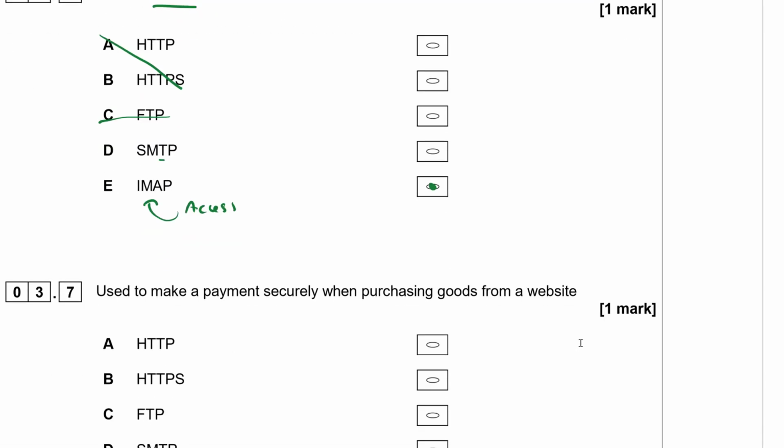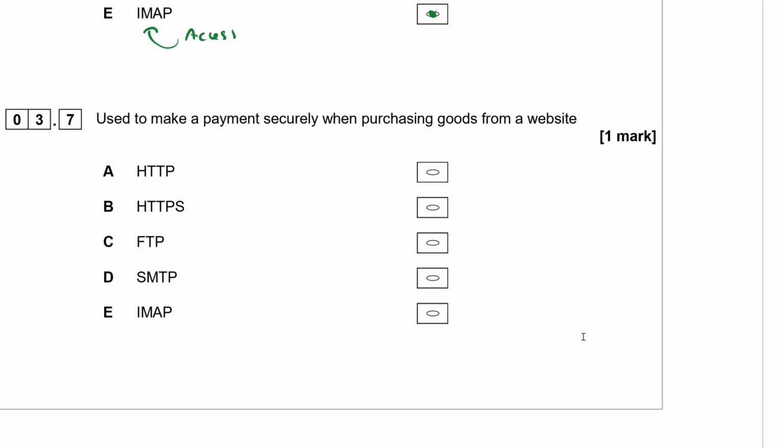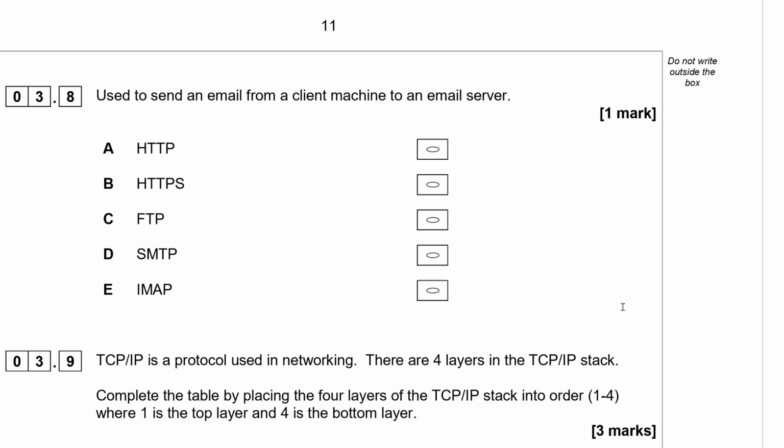For 3.7, use to make a payment securely when purchasing goods from a website. You get the same options again. Well, I said HTTPS is our encrypted version. If a web page is encrypted, it means only you and the web server can see the content, right? It can be intercepted, but it can't be understood. So therefore, if it's secure, it is HTTPS. And for 3.8, use to send an email from a client machine to an email server. If you're sending email, based on what I said, you are transferring it. It is SMTP, Simple Mail Transfer Protocol.